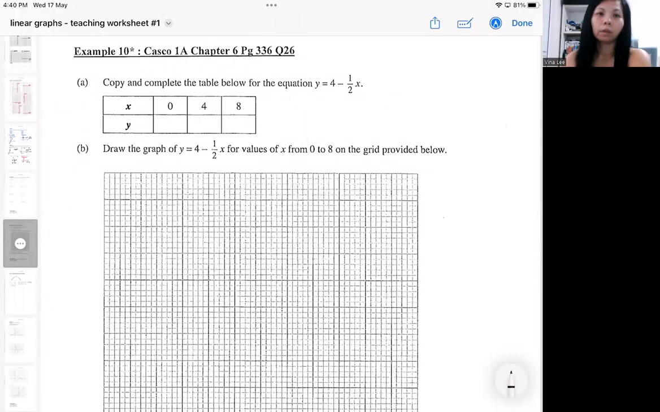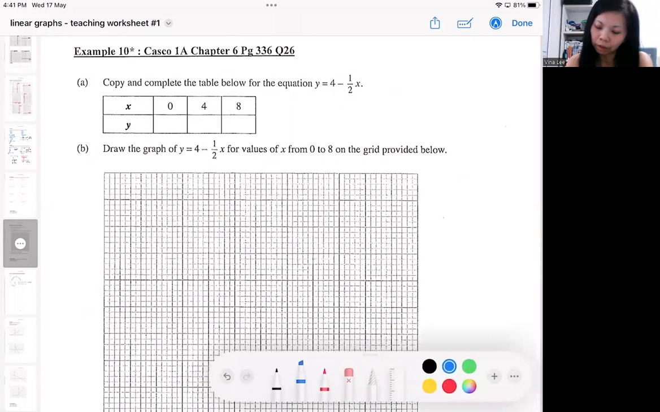Okay, so in this example, we're going to combine whatever you have learned so far and answer a simple question. By now you should know that the equation of a line is like a formula that gives you the x and y coordinates. So for this question, the equation that is given to us is this.